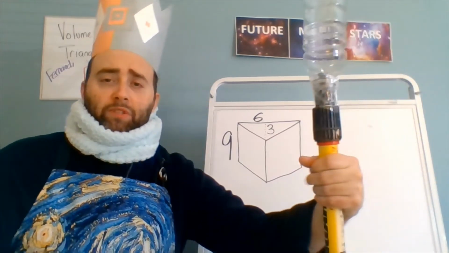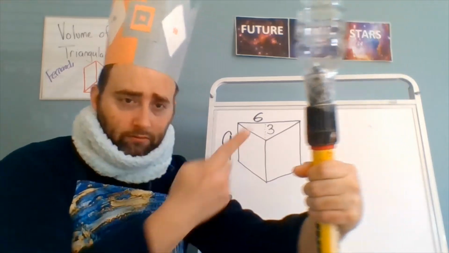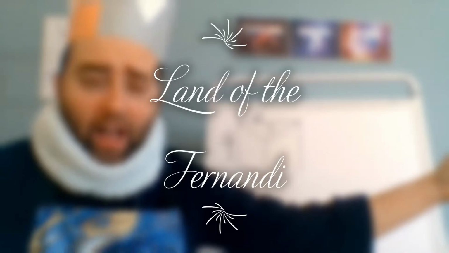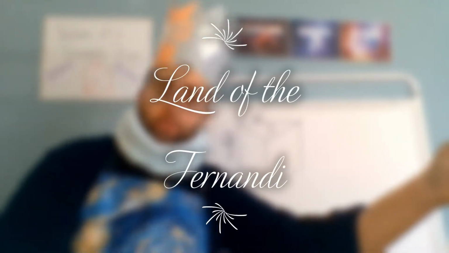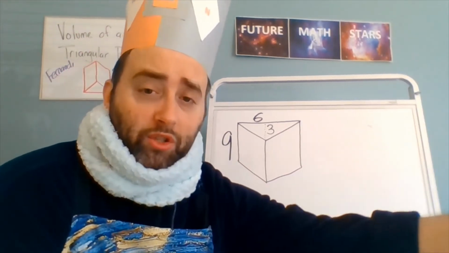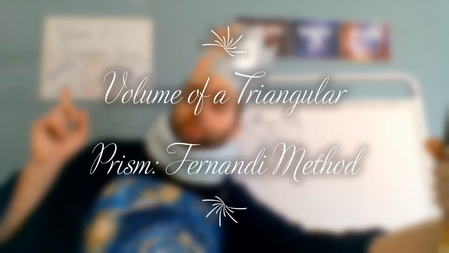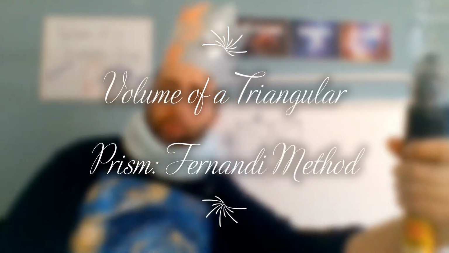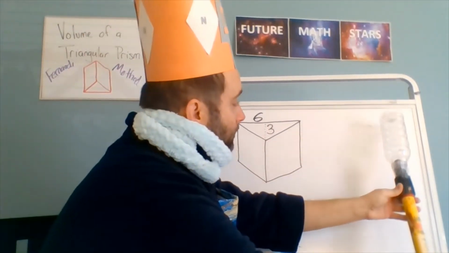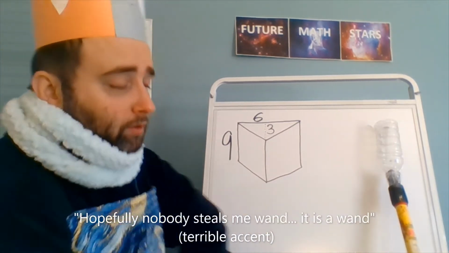Weary traveller, it is I, the Grand Wizard King, and I have just ventured back from the land of the Fernandi, where they have shown me their infinite wisdom, and I will pass that along to you right now, as I show you volume of a triangular prism, the Fernandi Method. So, where am I going to put my wand? I'll put it right here. There we go. Hopefully nobody steals my wand.